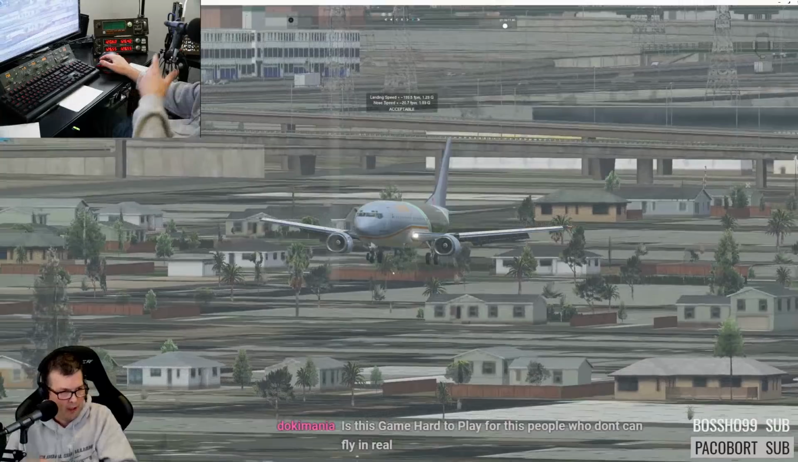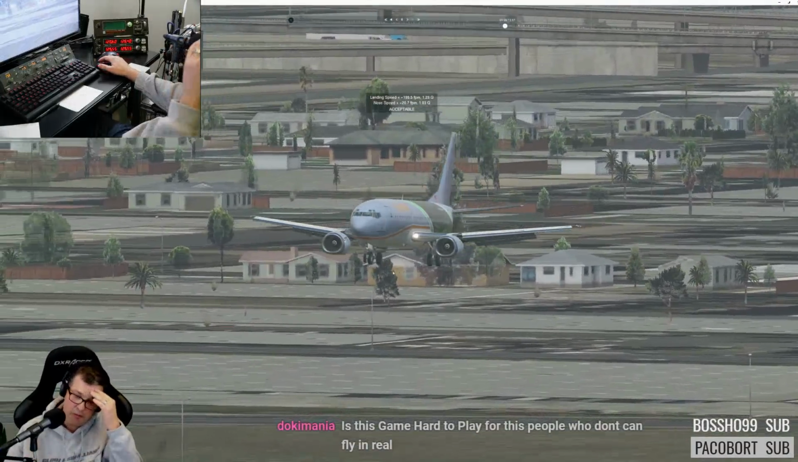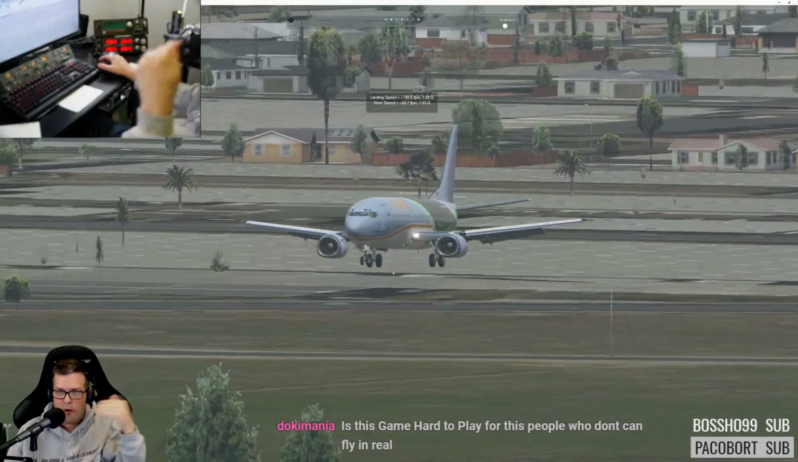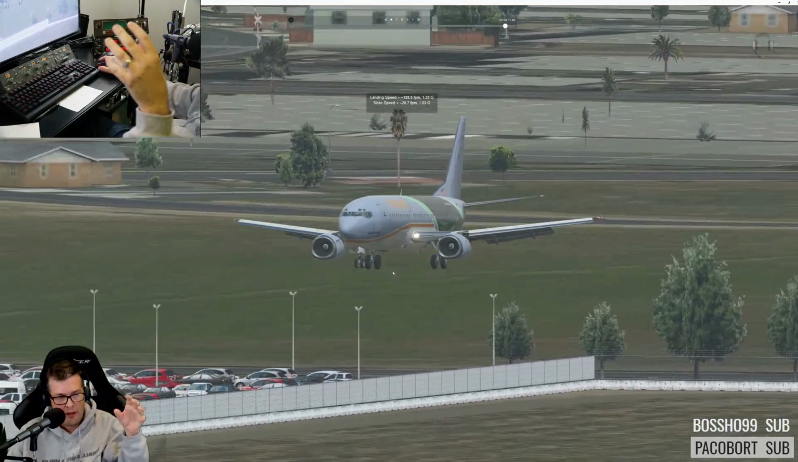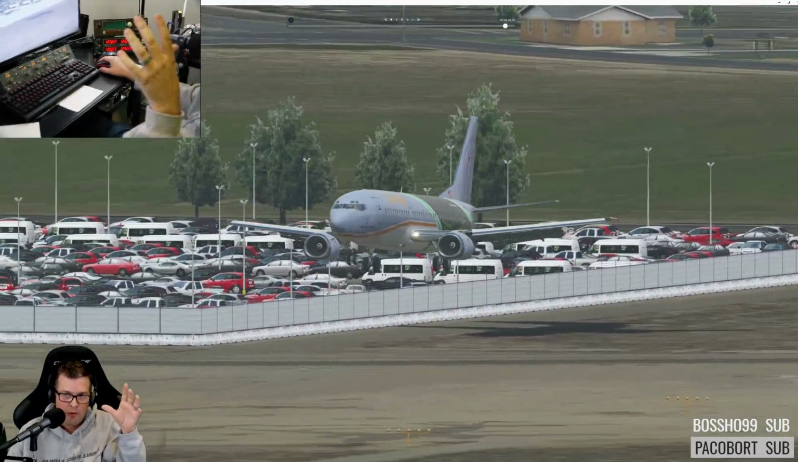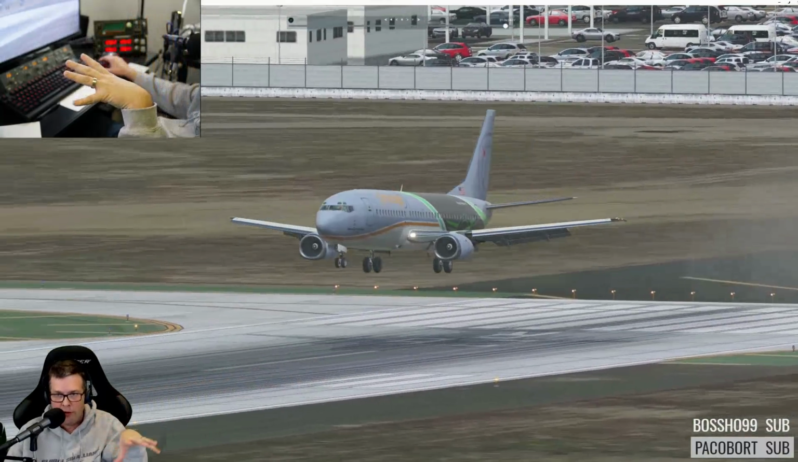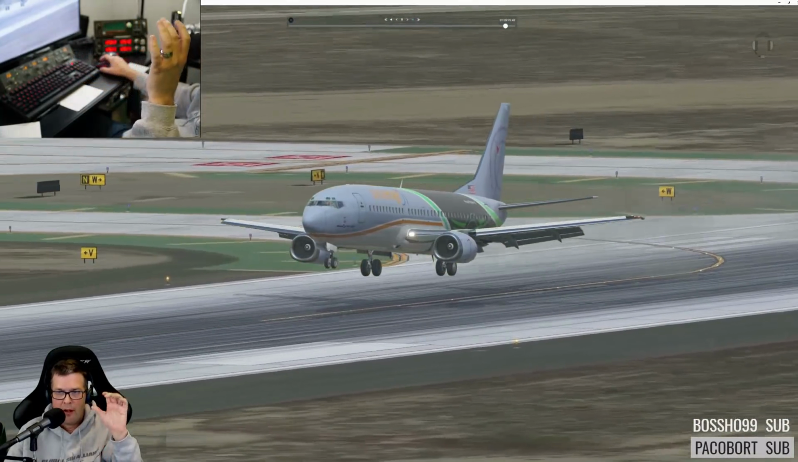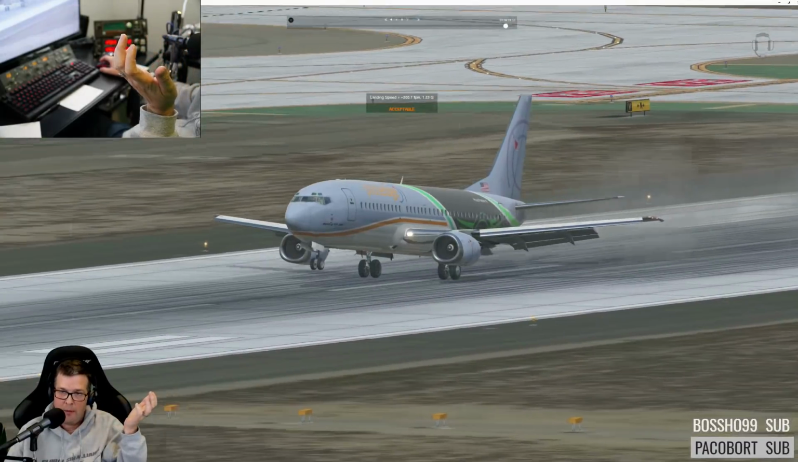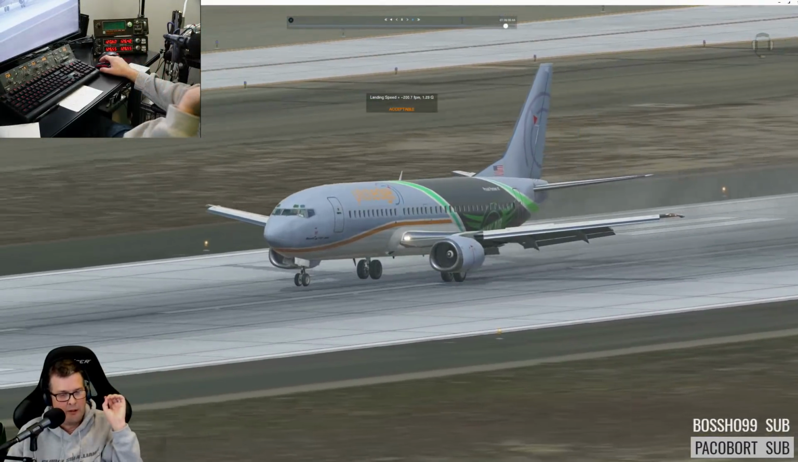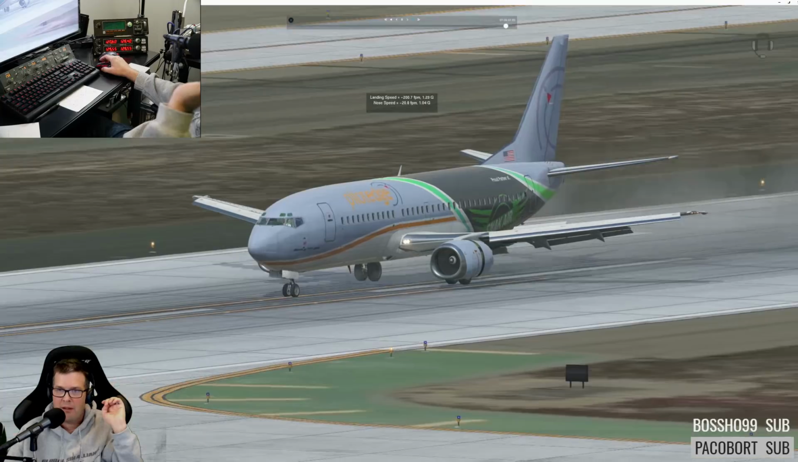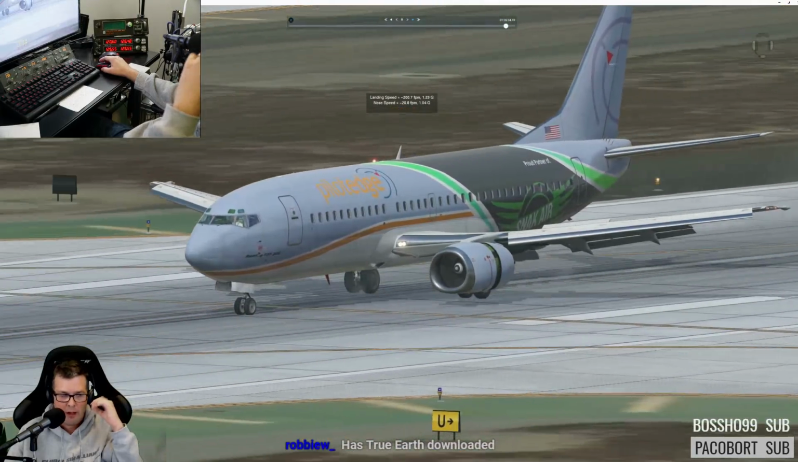Is this game hard to play? Yeah, you basically just have to start with the small planes and then work your way up. It's pretty easy to just kind of watch some YouTube videos, fly the Cessna 172 Skyhawk around, get used to the instruments, everything. But I'll confess, I've been doing this for 3 years and I still make mistakes and don't do things correctly.